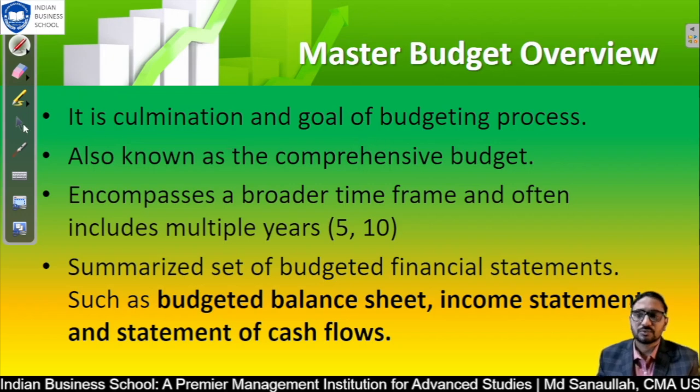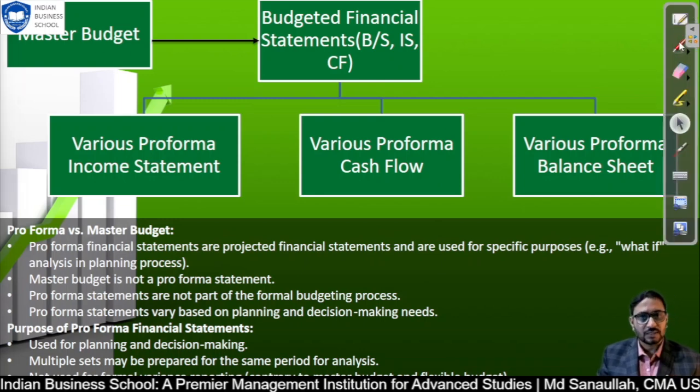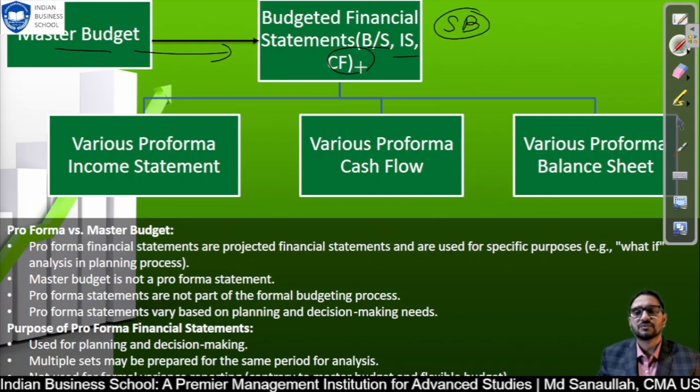Now jump to another topic. Now we are going to think about what exactly the master budget is and what budgets come under it. This is your main or master budget. Under this there are summary budgets, all the summary budgets of the balance sheet, income statement and cash flow. Under the summary budget you will have a lot of pro forma budgets: the pro forma income statement, pro forma cash flow and pro forma balance sheet.